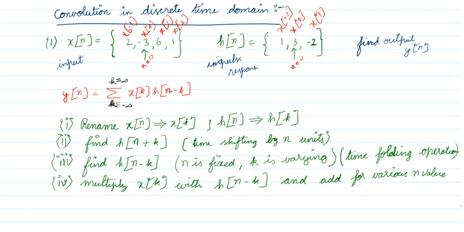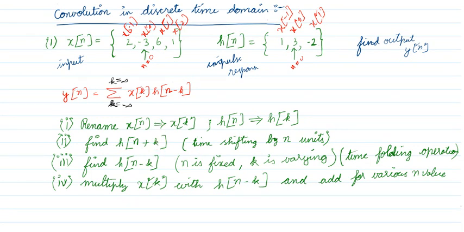Now, if you observe this expression, n is constant, right? As we worked out, if you put n as 1, only k is changing. Similarly, n as 2 means only k is changing. I have explained already: if there is a shifting and time folding operation, first we have to do shifting, then we have to do time folding. So here k is the variable.